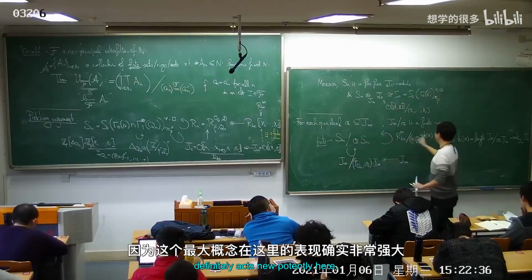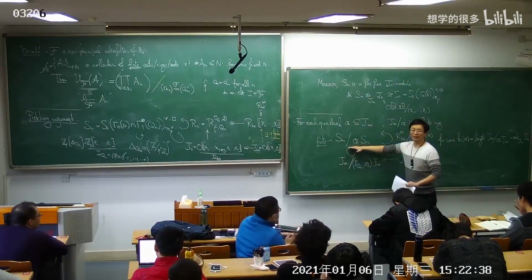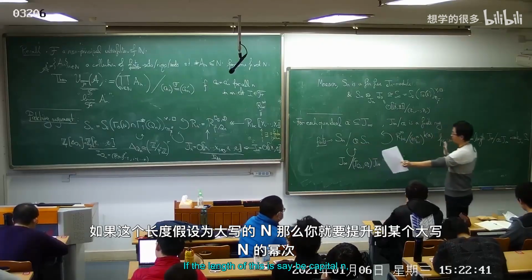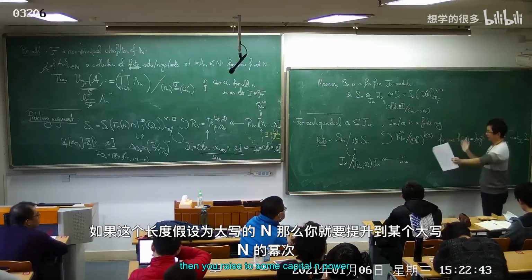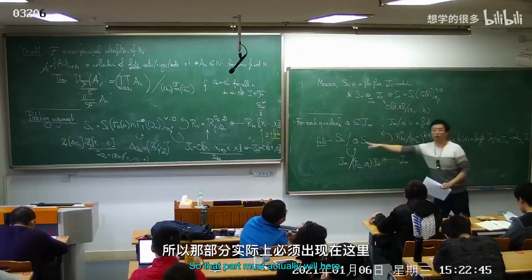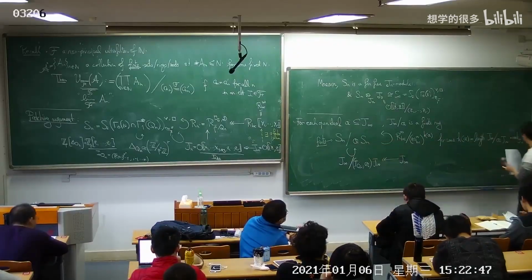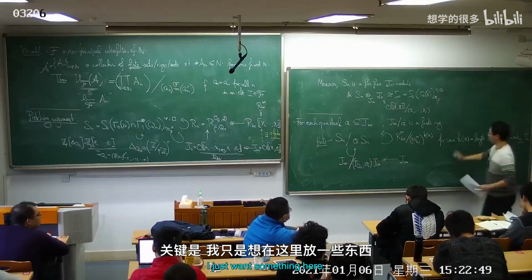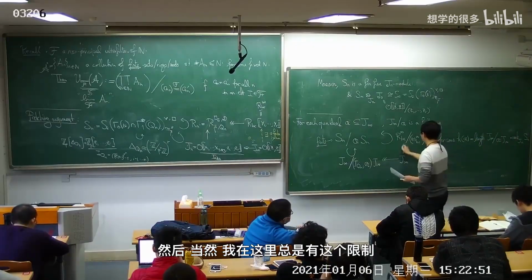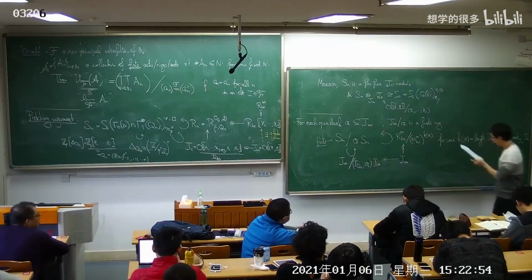Because the maximal ideal definitely acts nilpotently here. If the length of this is, say, capital N, then you raise to some capital N's power, so that part must act trivially here. The whole point is I just want something here. And then, of course, I always have this surjection here.